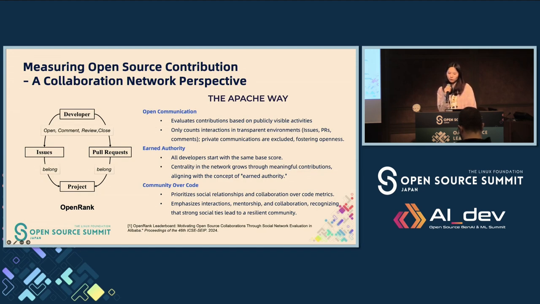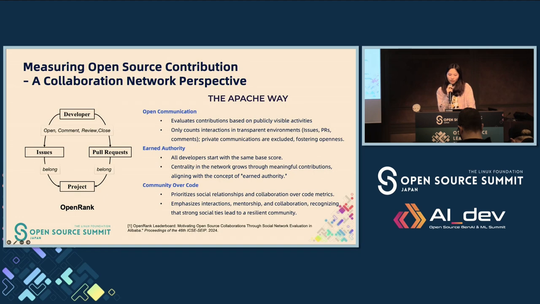And the core principle of OpenRank is to calculate the centrality of each node in this network. A higher centrality score indicates that a developer plays a more critical role in collaboration, whether through coordination, problem solving, or initiating discussions and code contributions. So this approach ensures that both direct contributions, like those submitting code, and indirect contributions, like coordinators or reviewers, are fairly evaluated. So you can see it is actually a social network-based evaluation model.